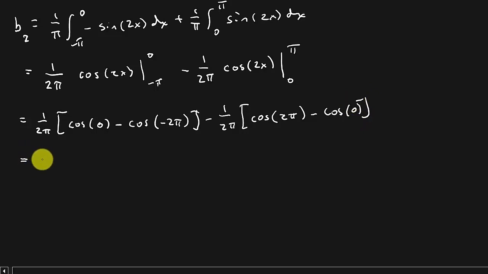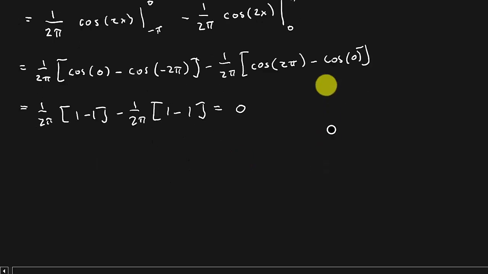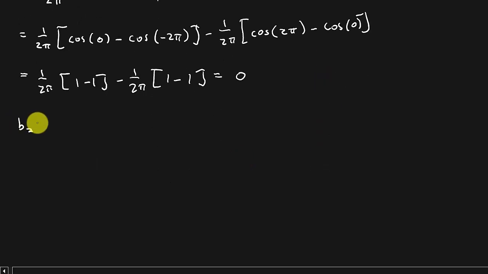And so what we get here is 1 over 2 pi. Cosine of 0 is 1. And remember, cosine of negative 2 pi is the same thing as cosine of 2 pi, and cosine of 2 pi is 1. So that's 1 minus 1. And then minus 1 over 2 pi times cosine of 2 pi, which is 1, minus cosine of 0, which is 1. And this is all just 0. Okay, all right, now let's do B3.